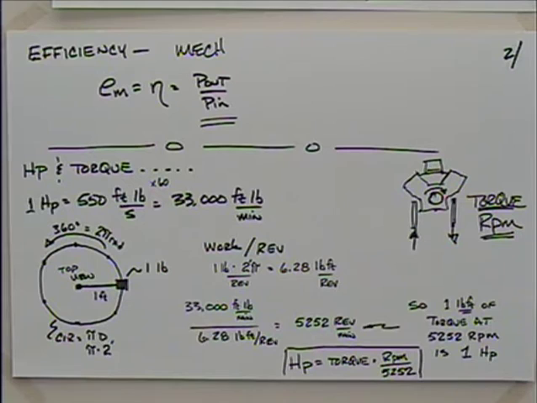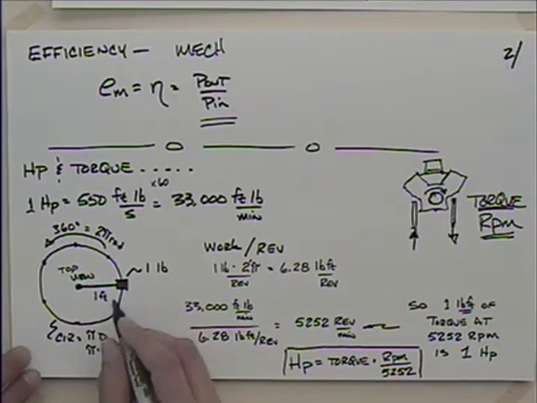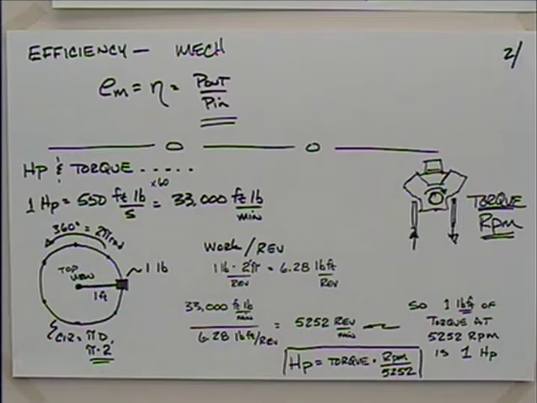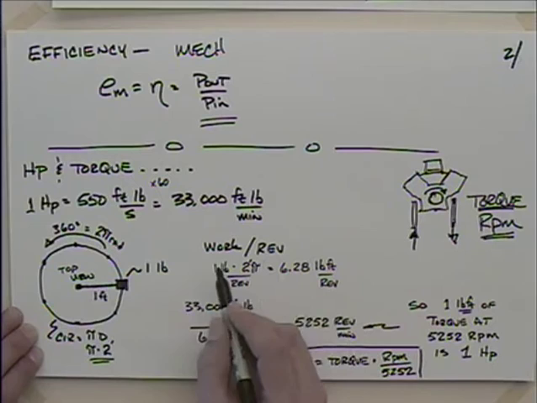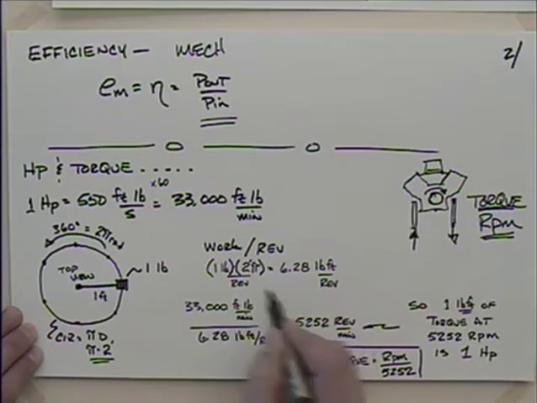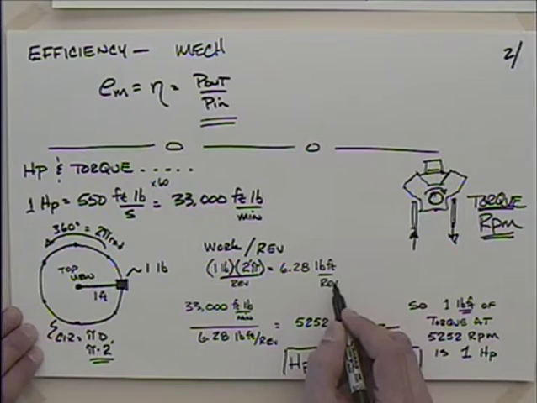So I've got 1 pound of resistance on an arm that's a foot long. As I go around this circle, the circumference is pi d, which with a radius of 1 foot is pi times 2 feet, the diameter being 2 feet. Looking at the work per revolution, remember that work is force times distance, so I have 1 pound of force times 2 feet times pi for each revolution. On the calculator, 1 pound times 2 times pi gives 6.28 pound-feet per revolution.